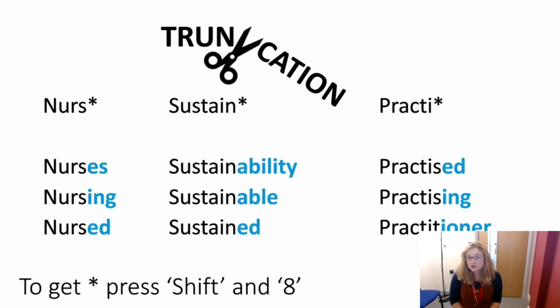There's also truncation, which is also really useful. You can put a star at the end of a word stem, so words that start off with the same spelling but finish differently. You can press Shift and 8 and add a star to the end of that word stem. So if I were to put a star after nurse, N-U-R-S, it would bring up nurses, nursing and nursed in my search results. And same thing with sustainability in practice. I could put a star after sustain and it would bring up sustainability, sustainable, sustained.